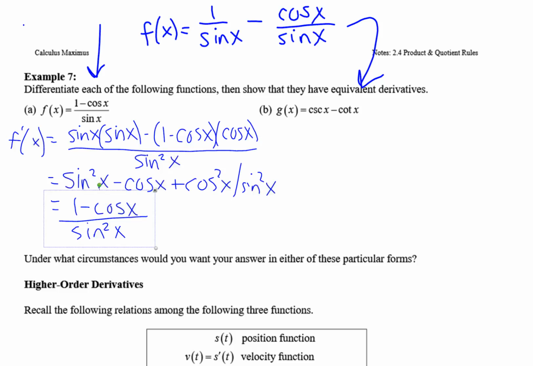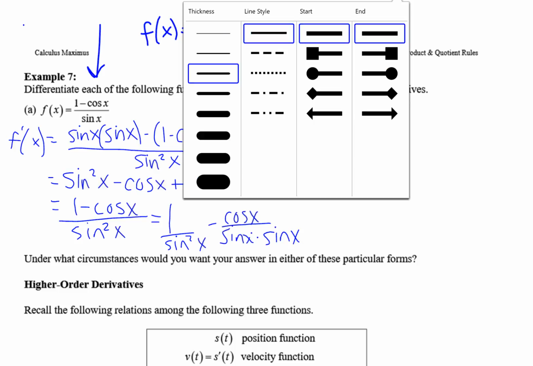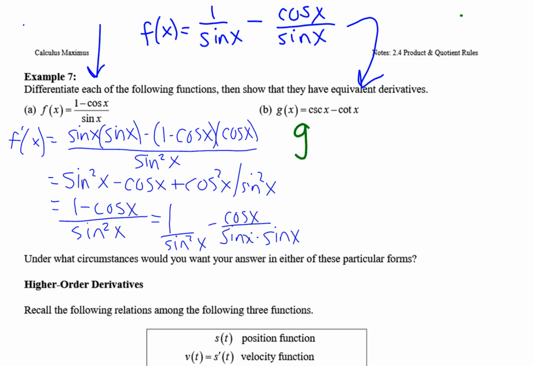Because I know the next one's in two terms, I'm going to break this up into two terms. So I have 1 over sine squared of x minus cosine over sine squared of x. And I'm going to write it like this. Okay, so let's try the other problem. This one should be a little bit easier if you know your derivatives.